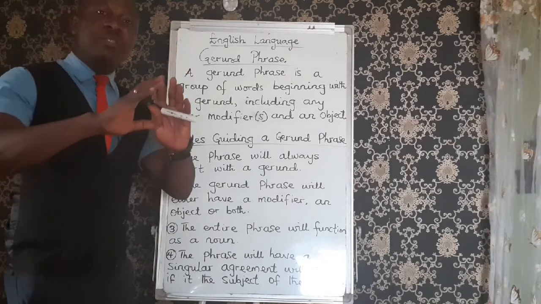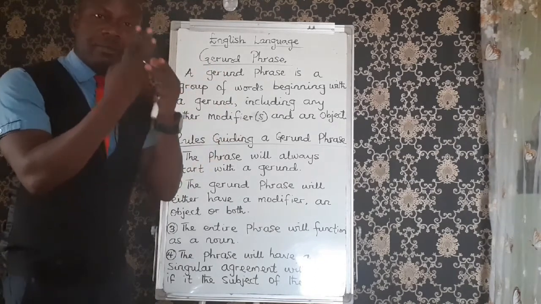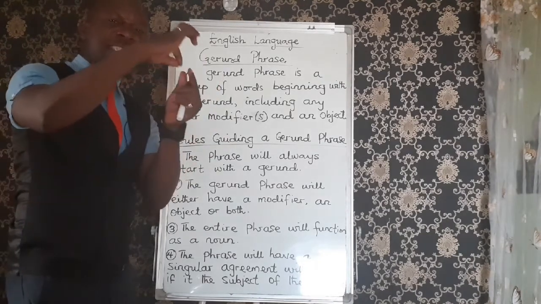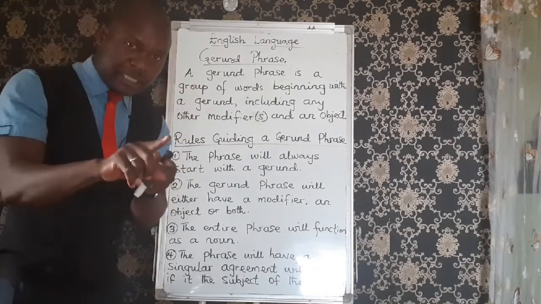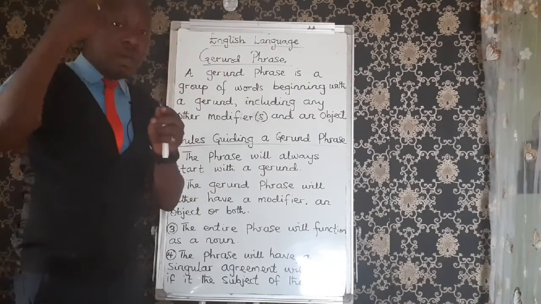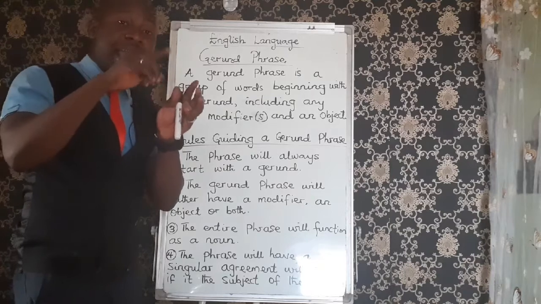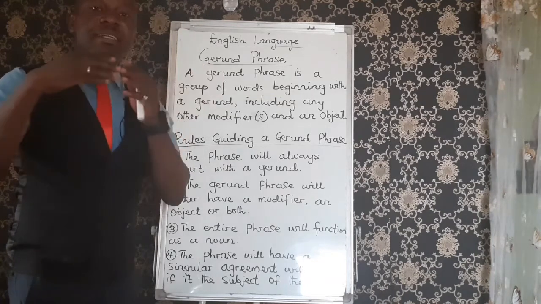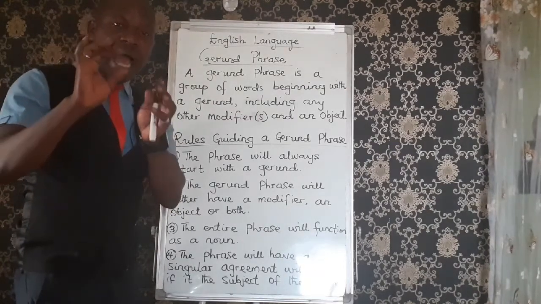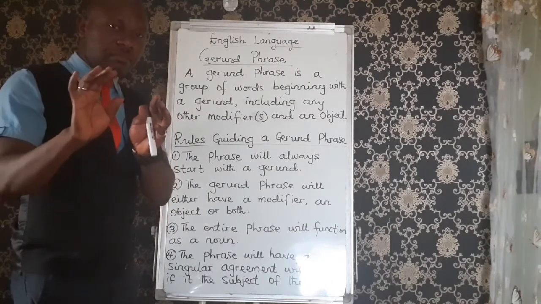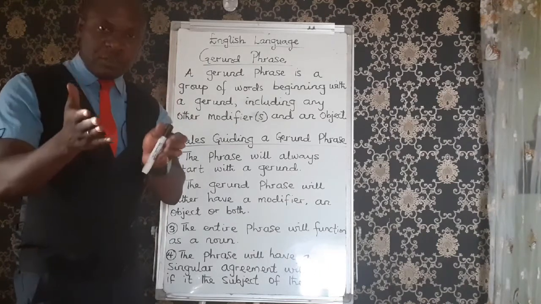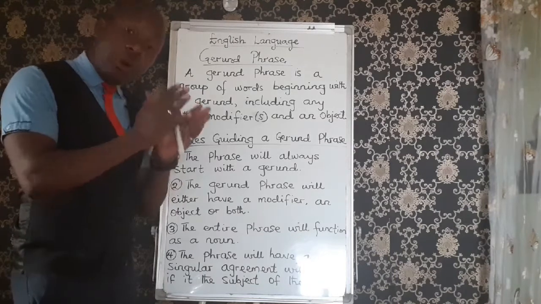It means you're going to have a group of words. It can be 2, it can be 3, it can be 4. Now, the group of words, the gerund phrase, will have a gerund as the first word. Remember, a gerund is a verb that ends in ing, like singing, dancing, writing, talking. Now, after that, suppose we have a modifier. A modifier can be an adjective. It can also be a preposition. After that, you will have an object.